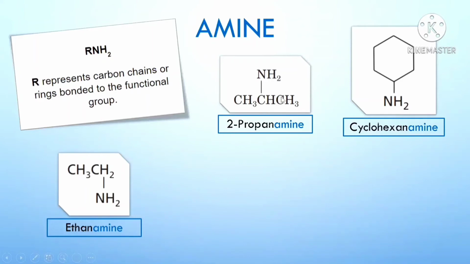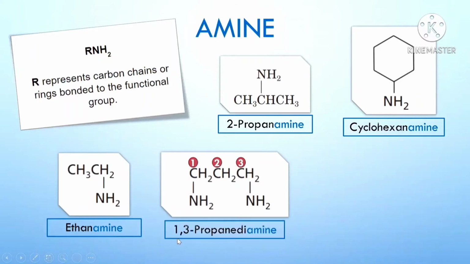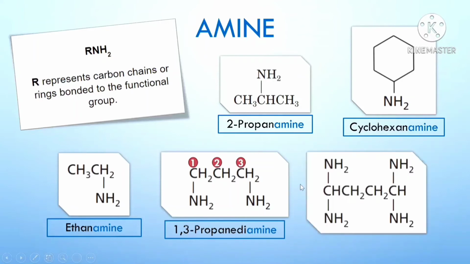Since there are already 3 carbon atoms, we should indicate that the amino group is attached to carbon number 2. For this next example, we still have propane in the parent chain, but this time we have 2 amino groups. The amino groups are attached at carbon number 1 and 3, so the name would be 1,3-propane diamine. The parent chain is a propane, and there are 2 amino groups attached at carbon number 1 and 3.